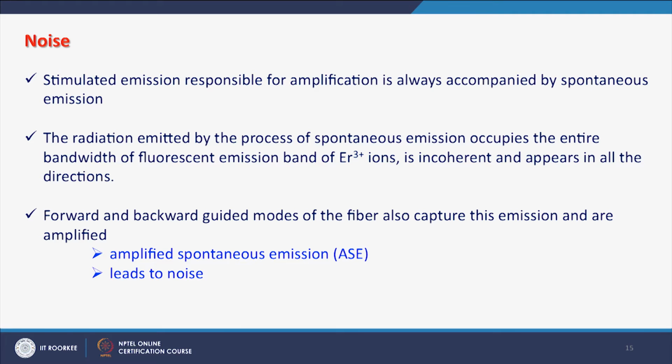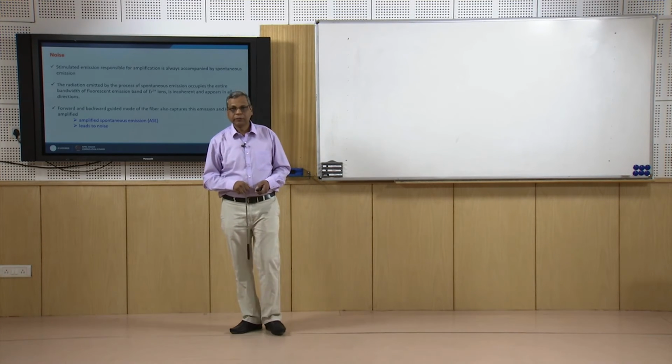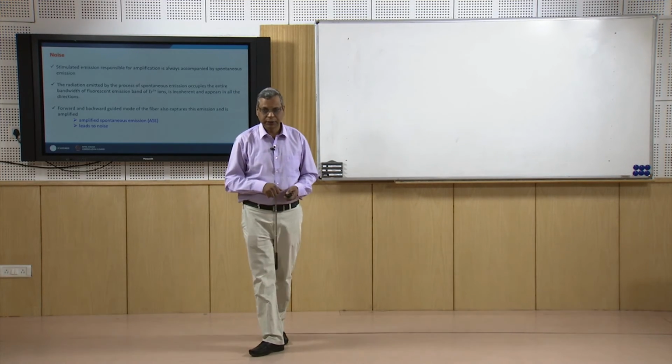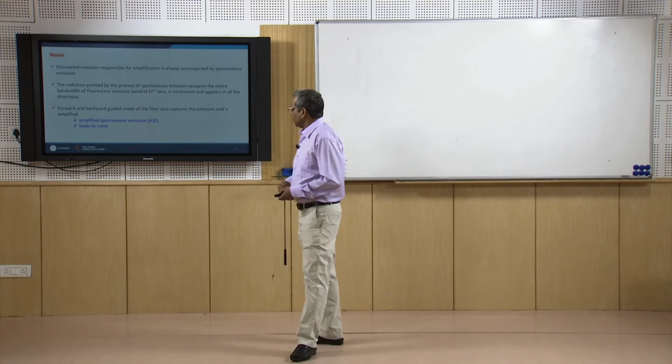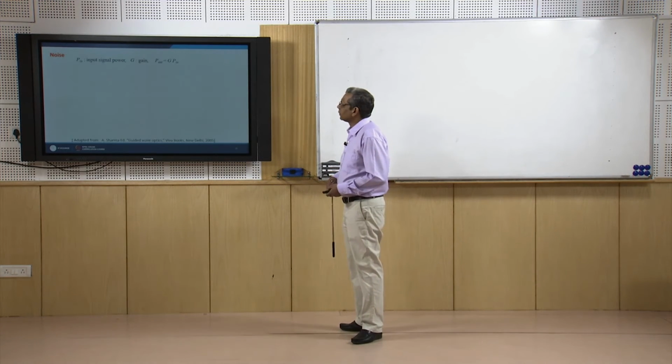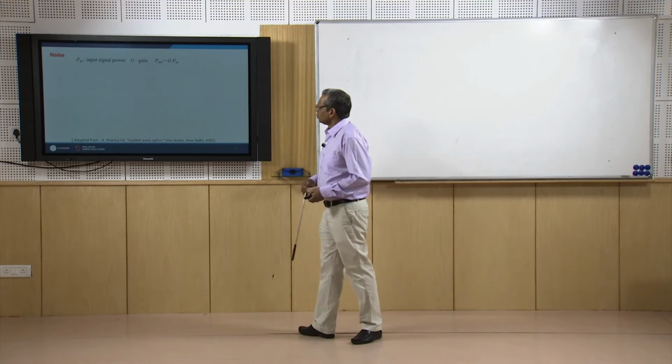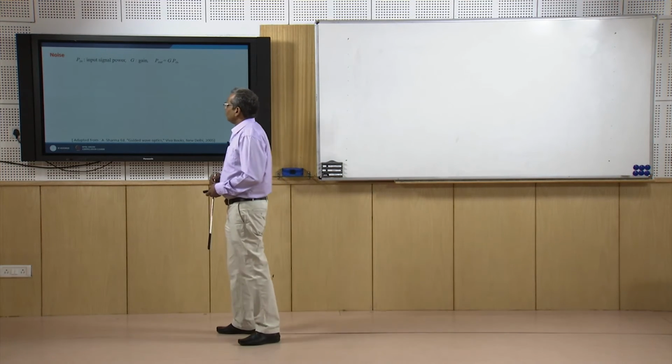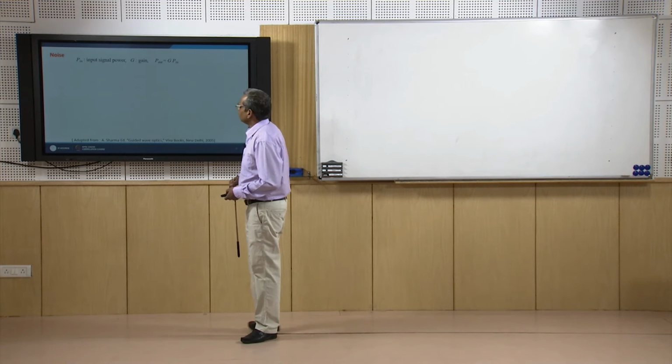Now the forward and backward guided modes of the fiber also capture this emission and they get amplified. This amplified spontaneous emission, ASE in short, leads to noise because it is incoherent and appears in all the directions. So, how much is the noise? We can work out the expression from this.